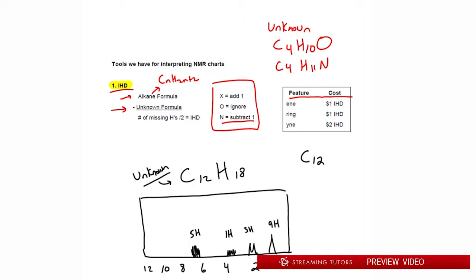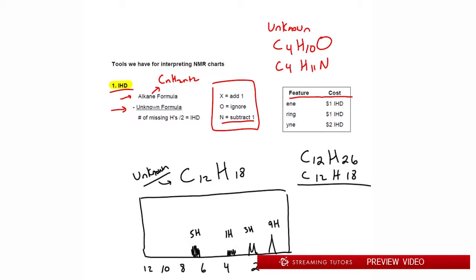And so what we have is C12H, now 2 times 12 plus 2 is 26. So we have H26, and we're given C12H18. Now again, if there was an O in the formula, we ignore it. But if there was an N here, we'd have to subtract 1. It would be C12H17, right? But in our case, we're not doing that.